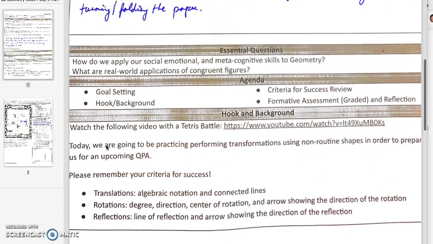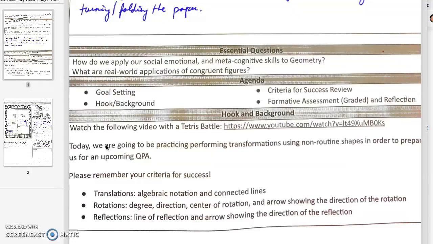Our essential questions are the same. We will be thinking about how we apply our social, emotional, and metacognitive skills to geometry, as well as looking at some real-world applications of congruent figures. We have our goal setting, our hook and background, our criteria for success review, as well as our formative assessment, which is graded, as well as that reflection.